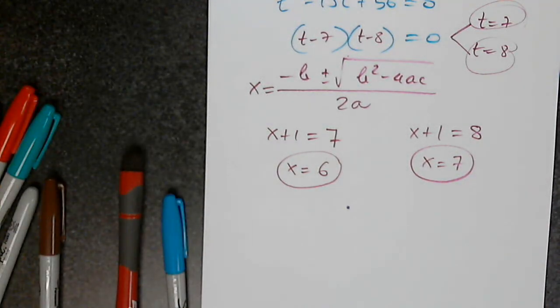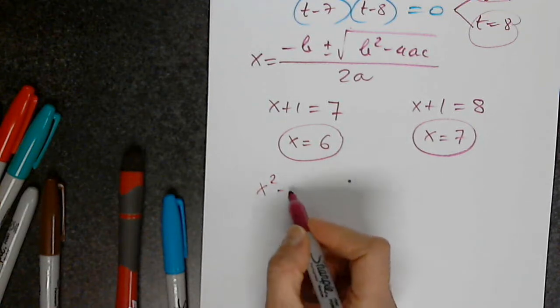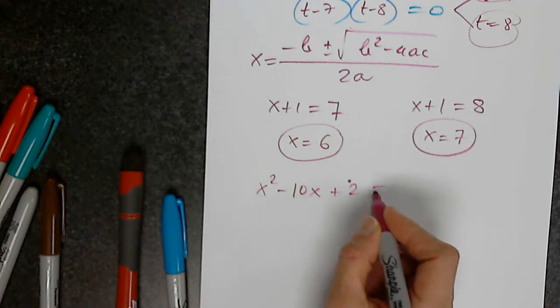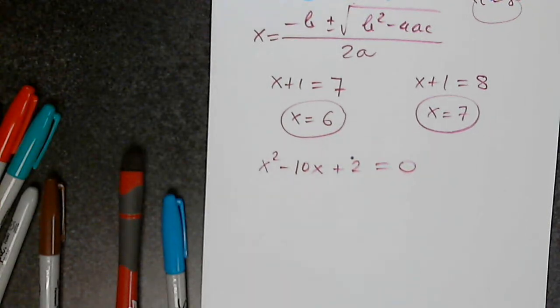Okay, let's complete the square. Let's say x squared minus 10x plus 2 equals 0. Let's solve this equation by completing the square.